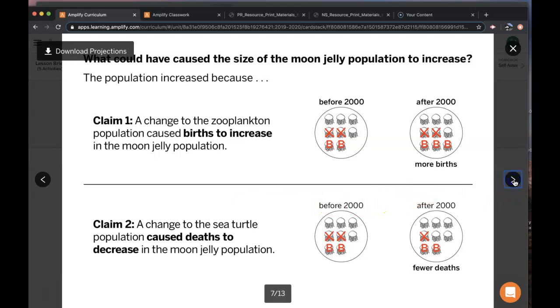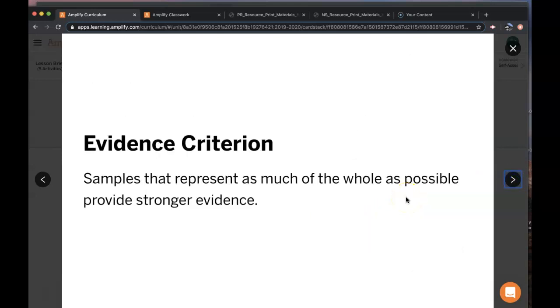So in the beginning of the unit, we learned that in order to learn about a whole population, ecologists often look at samples of the population. So you looked at samples before, and we determined that stronger evidence were samples that represented as much of the whole as possible. So the more samples that represent the whole, the stronger the evidence, and a sample that doesn't represent the whole, we consider that weak evidence.